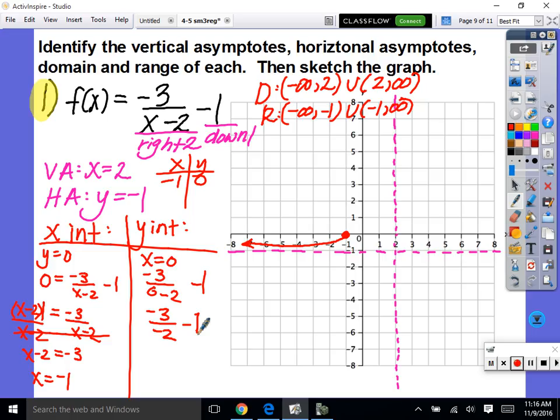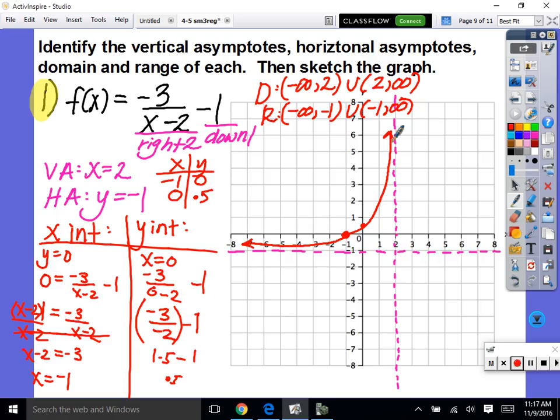You see what I'm doing? It's positive, negative. You probably didn't type it. Here's what you need to type in. Make sure you use parentheses. So that's 1.5 minus 1, which is 0.5. So we're going over 0, up 0.5. So right there. So now we know it's crossing the y-axis right there and going to come really close to our asymptote.